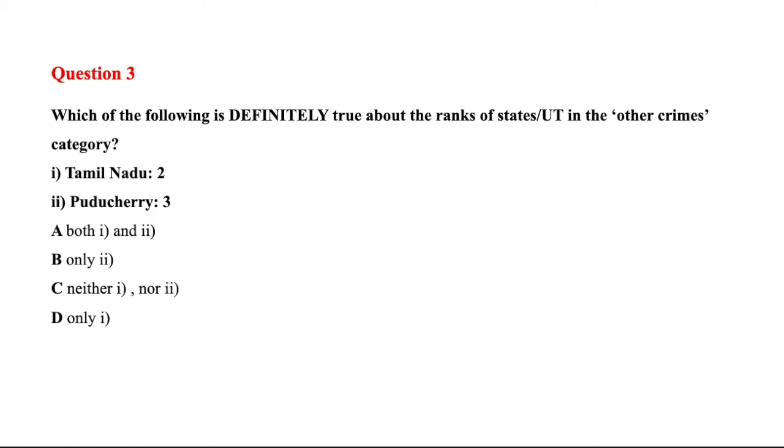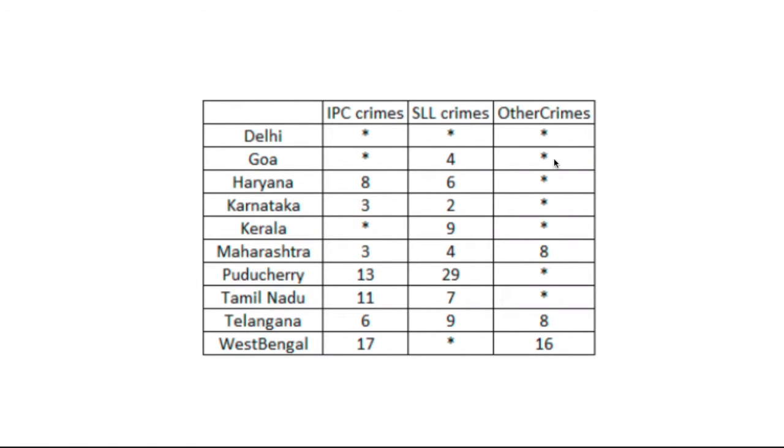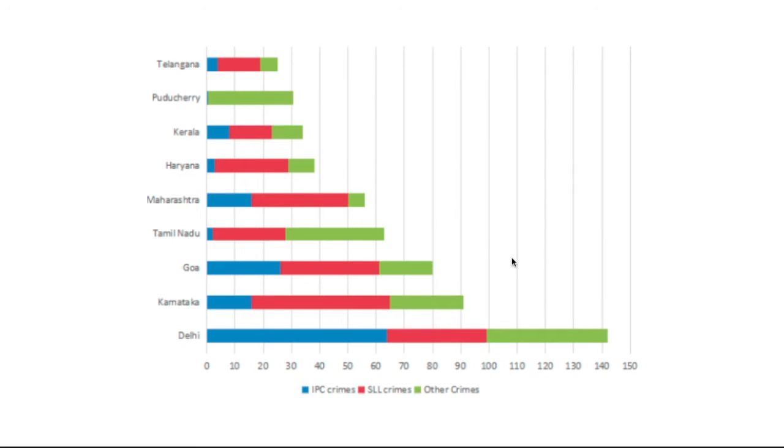Now going on to the next question. Which of the following is definitely true about the ranks of states or union territories in the other crimes category? We have statement 1 with Tamil Nadu 2 and statement 2 with Puducherry 3. So we are concerned only with the other crimes category of the states Tamil Nadu and Puducherry, right? So let us just go and have a look at the rank chart. Okay, we have many missing fields here.